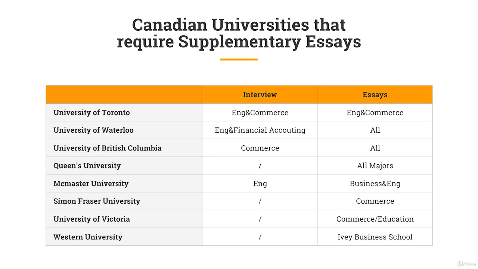And for the applicants of the University of Victoria, unless the program you're applying to is commerce or education, other applicants are not required to submit any supplementary essays. Last, almost all of the applicants do not need to submit any supplementary applications to Western University, except if you are applying to the Ivey Business School, which is one of the top-ranking business programs all over the world. If that is the case, you have to write some essays and fill in the activity sheets.